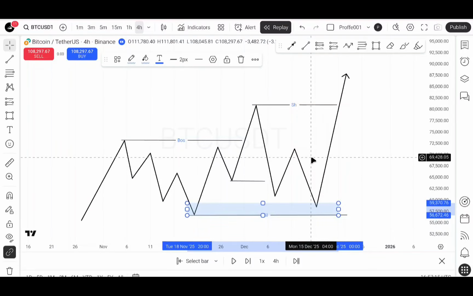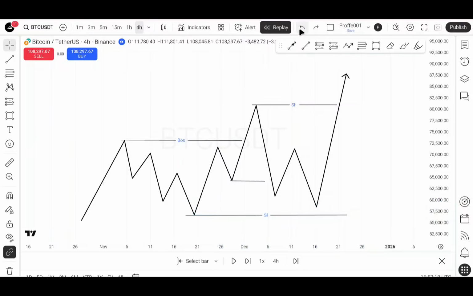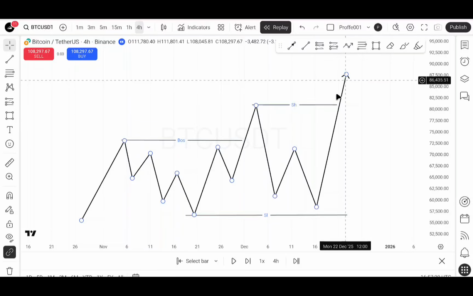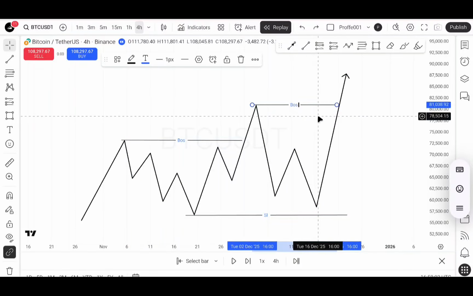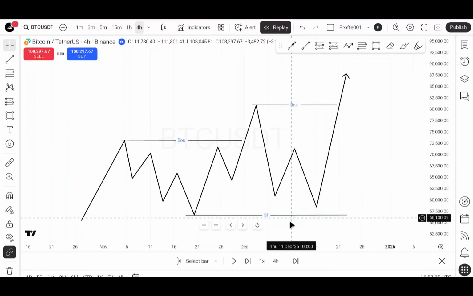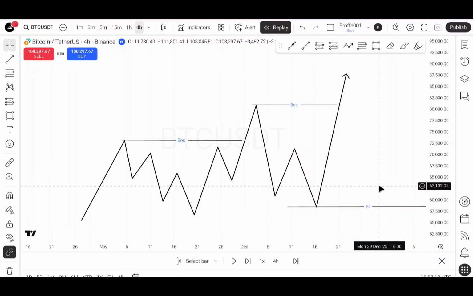SMC is just as simple as that. And when this occurs, the next thing you do is, immediately you have the buy at this support, it gives you a breakout of this swing high. This swing high automatically becomes your break of structure. Immediately after the break of structure, you look out to update your swing low.